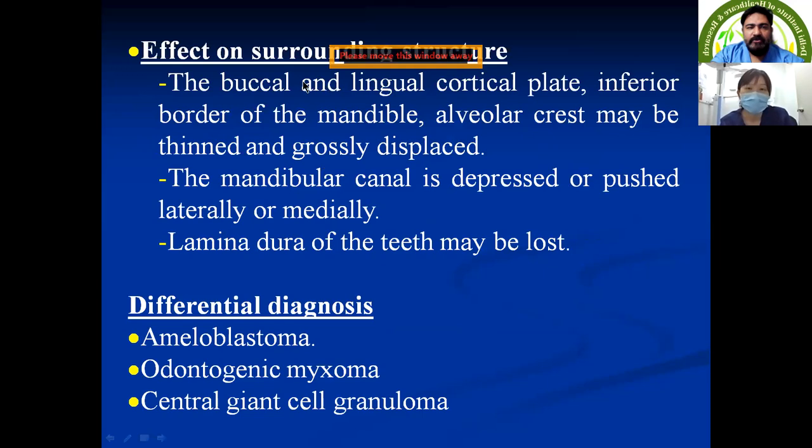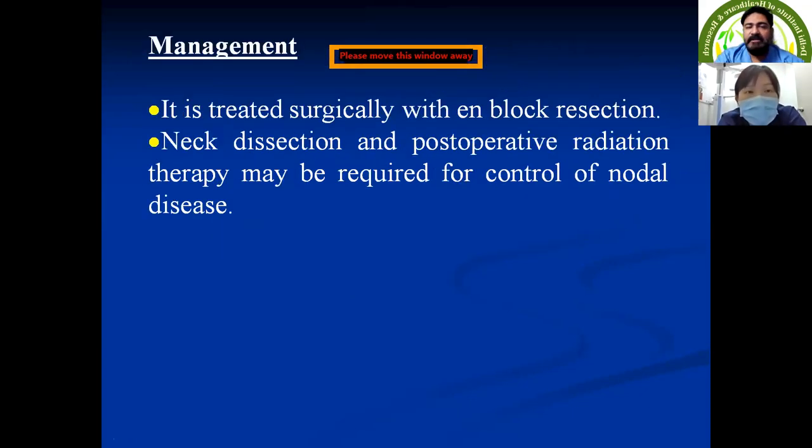Effects on the surrounding tissue: the buccal and lingual cortical plate, inferior border of mandible, and alveolar crest may be thinned and grossly displaced. The mandibular canal is depressed and pushed laterally or medially. Lamina dura of the teeth may be lost. Differential diagnosis: it may be diagnosed as ameloblastoma, odontogenic myxoma, or central giant cell lesion. It can be misleading. Management: it is treated surgically with en-block resection; neck dissection or post-operative radiation therapy may be required for the control of nodal disease.